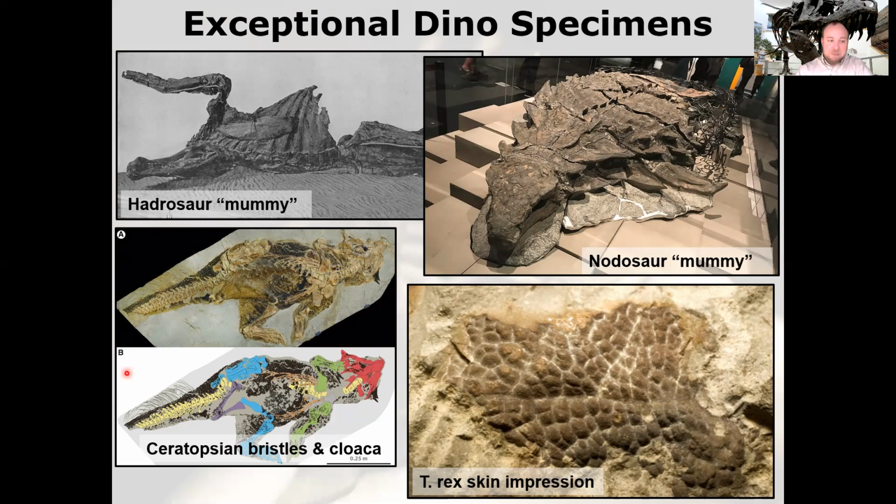This ceratopsian fossil here just made news because it was the first evidence of cloaca, a dino butt. So butts are not preserved in the fossil record. Mostly we're dealing with skeleton.